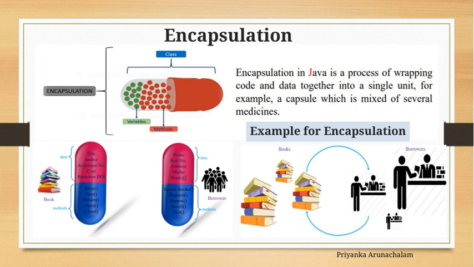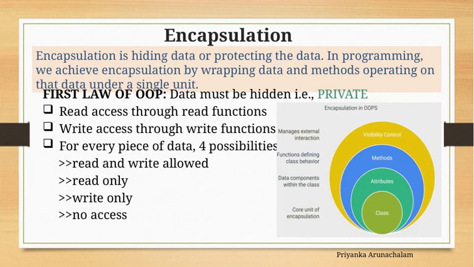The key takeaway here is that by encapsulating data, we create more robust, maintainable, and secure applications. It's a core principle that aligns with our overall goal of writing clean, efficient, and reliable code. Let's talk about encapsulation. Encapsulation is all about hiding or protecting data, which is a fundamental concept in programming. When we achieve encapsulation, we're essentially wrapping data and the methods that operate on that data into a single unit. This helps us control how the data is accessed and modified.